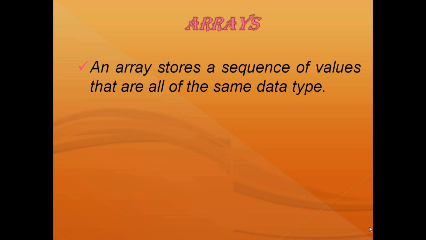But the only condition with an array is that you can only store the same kind of values in an array. For example, if you want to store 10 integers in an array, you can do it. But if you want to store 5 integers and 5 double values, you cannot do it. So you can only store the same kind of data type in an array.